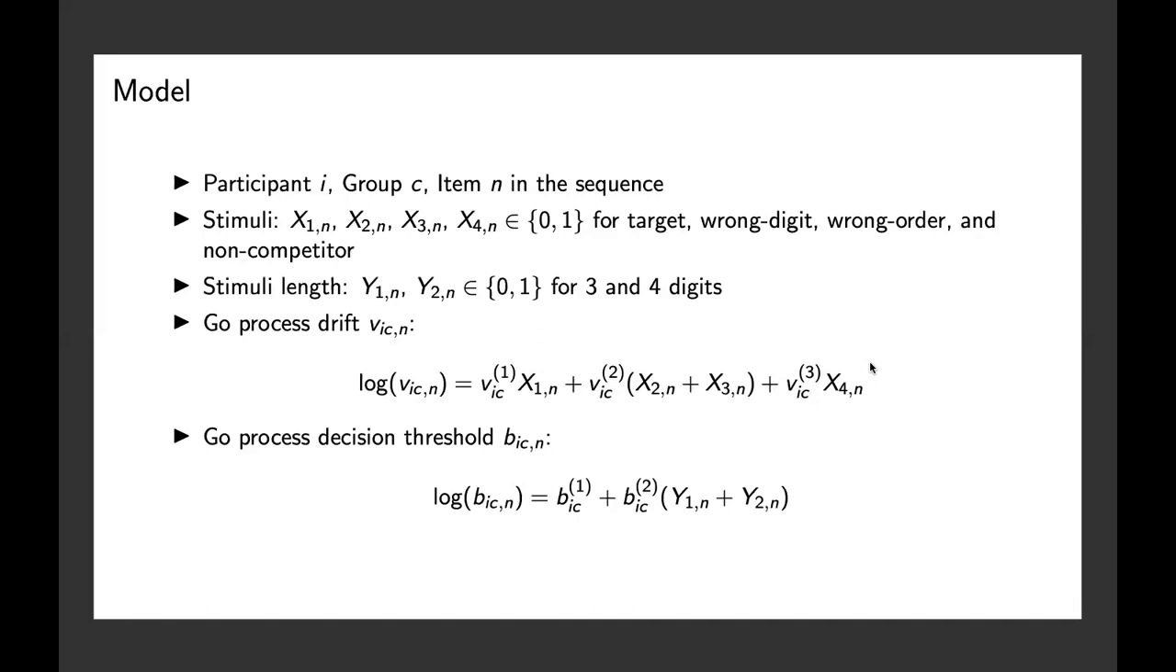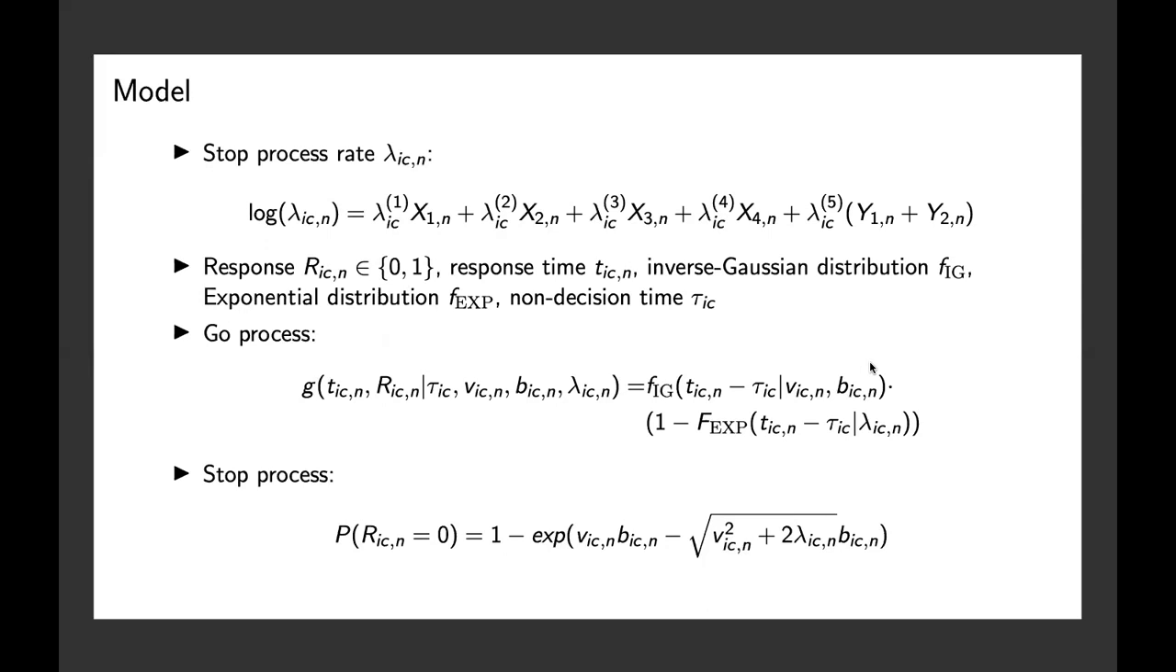of similarity. For the decision threshold B of the go process, which is the amount of information needed for a participant to identify the stimuli as identical, we consider it to be affected by only the stimuli length because it is unlikely to change the decision threshold within the same sequence. Rate lambda, which characterizes the frequency of finding differences in the stop process, we consider that it is affected by both the type of stimulus and the stimuli length.